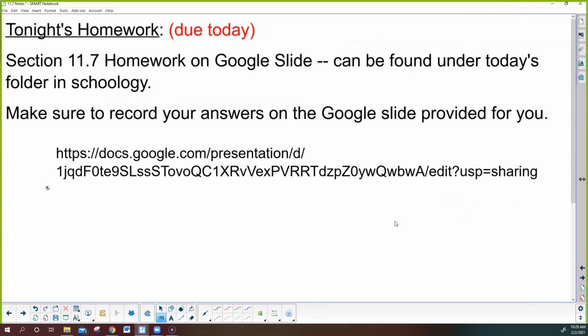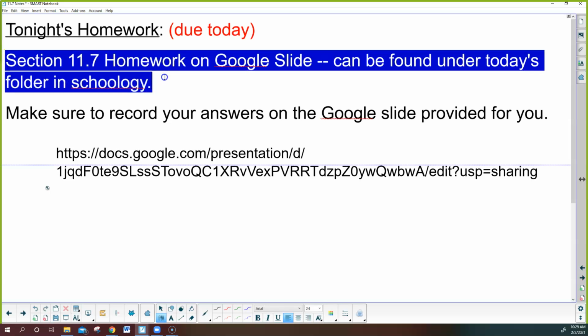If you want to stay on Zoom, you can. If you feel like you got everything, do 11.7 homework tonight. And then for sure on Wednesday, you're starting the project, if not earlier. Have a good day.